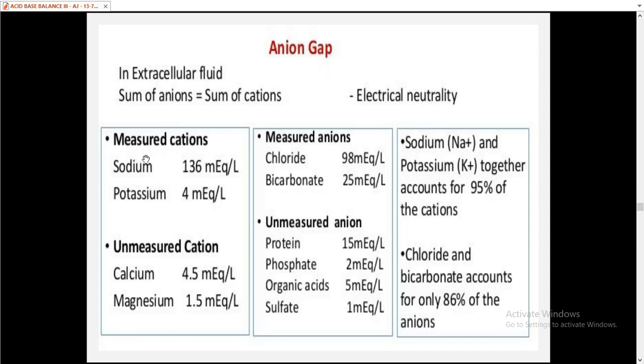So the measured cations are sodium and potassium, while the unmeasured cations are calcium and magnesium. The measured anions are chloride and bicarbonate, while the unmeasured anions are protein, phosphate, organic acids, and sulfates. Sodium and potassium together account for 95% of cations. Chloride and bicarbonate account for 86% of the anions, and thus these anions and cations maintain the electrical neutrality.